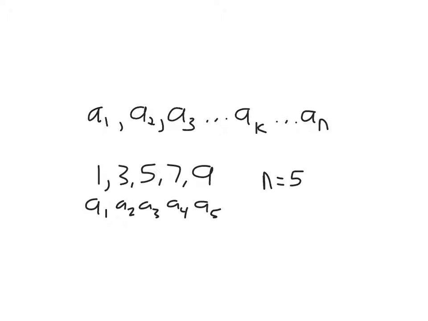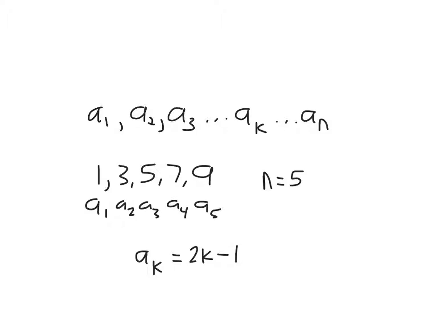And if we wanted to generalize the value of each term in this sequence, since it's just the odd numbers, we could actually say that a sub k is really just 2k minus 1. So when you plug a 1 in for k, a sub 1, we get 2 minus 1, which is 1. A sub 2 would be 2 times 2, which is 4, minus 1, which is 3, and so on.